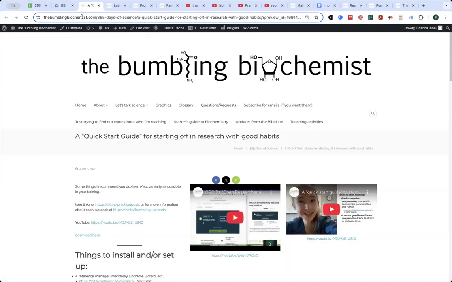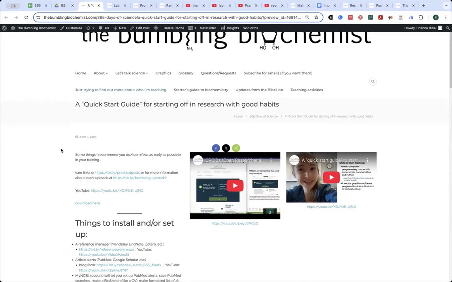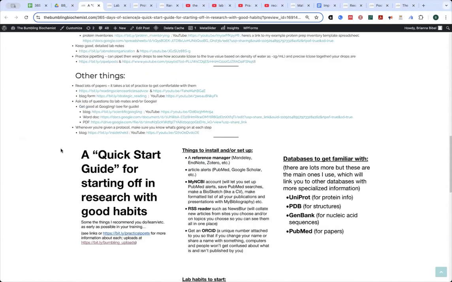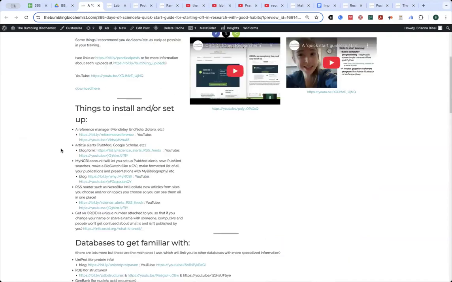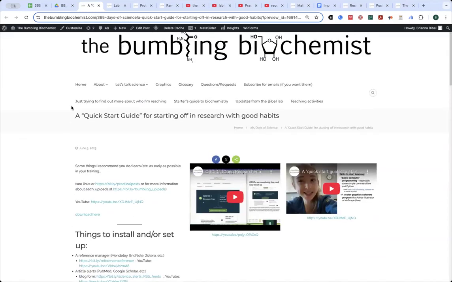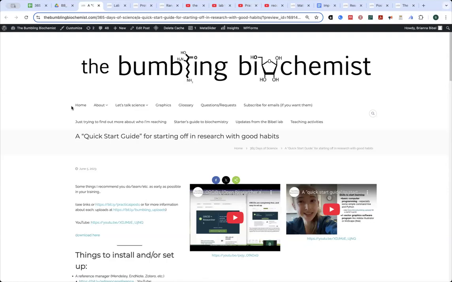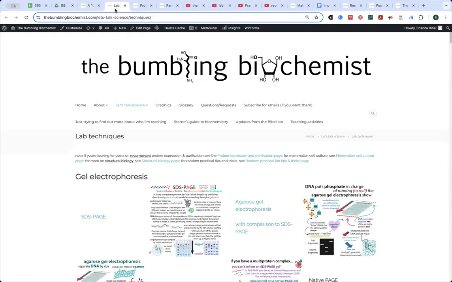If you're starting out in the lab, I have this quick start guide for starting off in research with good habits, and this will direct you to some of the most important posts and things like this that I have, as well as various other recommendations. It can be really intimidating to start research, but it's really exciting. And if you start with good habits, then you will set yourself up for hopeful success.